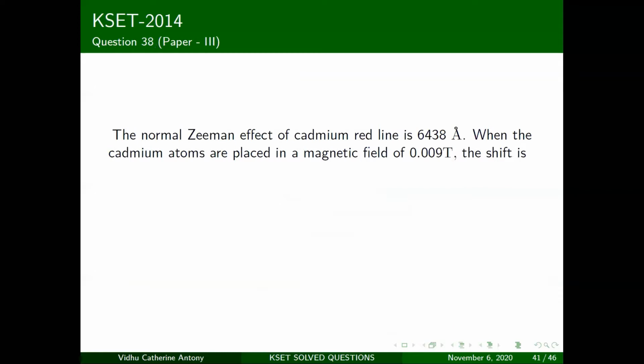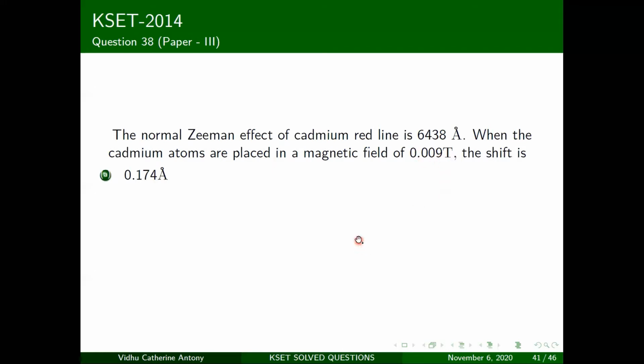Now, the normal Zeeman effect is going to be important, as a lot of questions are asked on the normal Zeeman effect with respect to problems in your MSc. So this is a very good question for both cases, CSIR as well as your MSc. The normal Zeeman effect of the cadmium red line is given by this wavelength. When the cadmium atoms are placed in a magnetic field of 0.09 Tesla, the shift is.